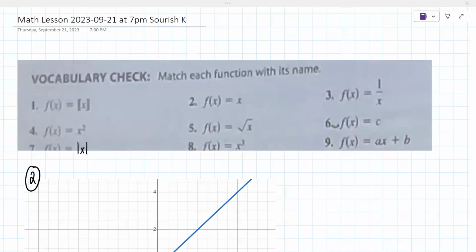I'll put it in the chat for you to look at. I guess you don't have any way to see it. No, I see it. Okay, well, which letter says linear function? D. So 2 is D.